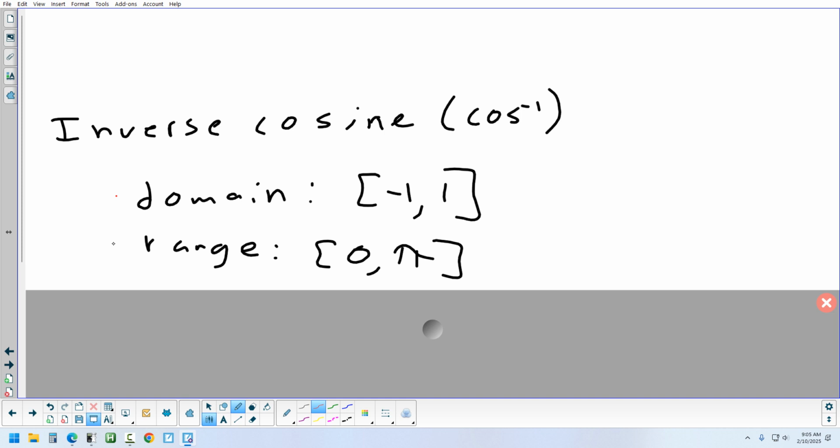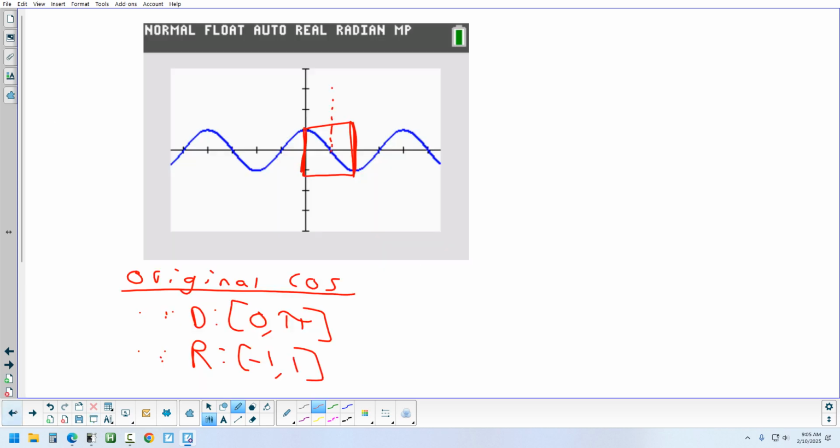Okay, and most of the time, I really don't memorize that. I just think of the original. I picture that in my head, and I say, okay, the domain is 0 to pi, range is -1 to 1, flip it all. Now I've got the inverse. That's how I think of it.